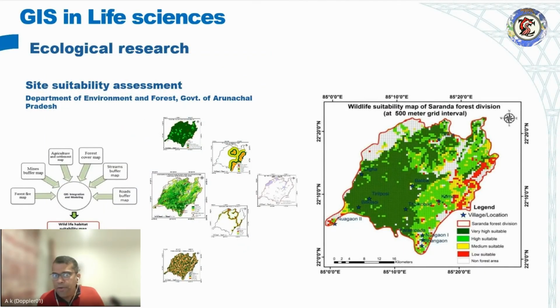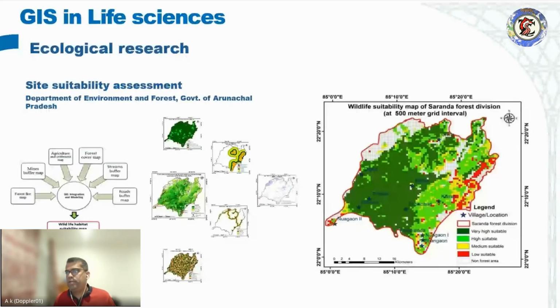So let's dive into a few examples that I came across where GIS is actively used. This is by the Department of Environment and Forests, Government of Arunachal Pradesh. They started this study a few years ago. Because of a lot of activity happening in the northeast as well as the eastern side of Bihar, they wanted to identify a suitable site for wildlife conservation and other things.